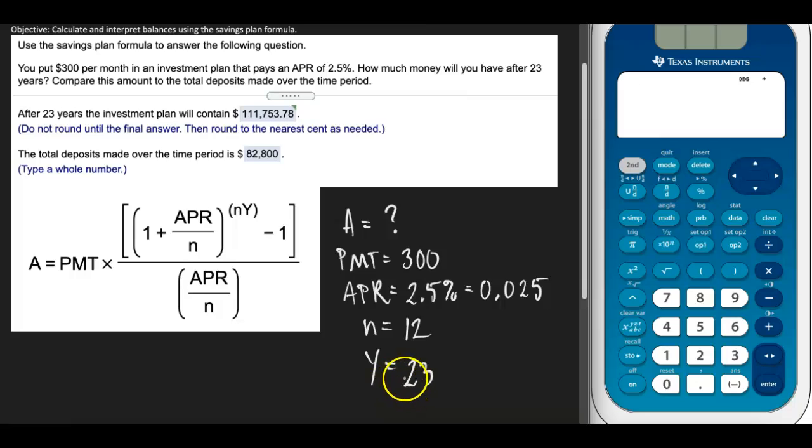So now what I'm going to do is turn to my calculator, placing all of these variables into the formula. And you can see I've started that process already over here on my calculator. And I just need to finish typing in the remainder of the information. So N is 12, Y is 23. Leave the exponent.